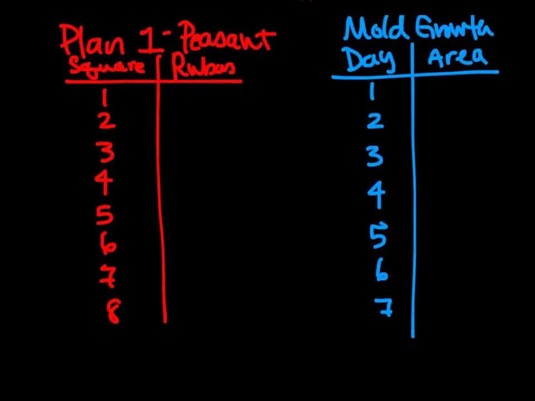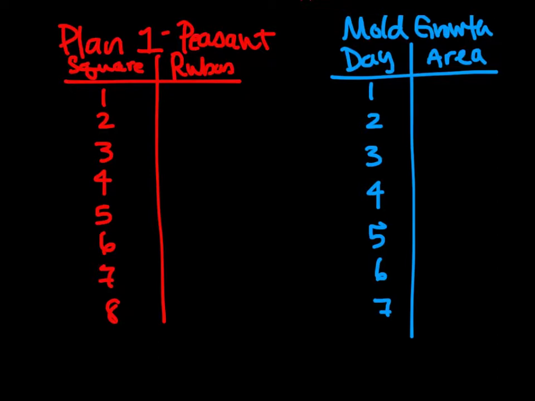So we've been looking at growth patterns for doubling. If we look at plan 1 for the peasant, in the first square there was 1 ruba, second square there was 2, in the third square there was 4, in the fourth square there was 8, 16, 32, 64, 128, and so on. And we noticed that the peasant got really, really rich after a while.